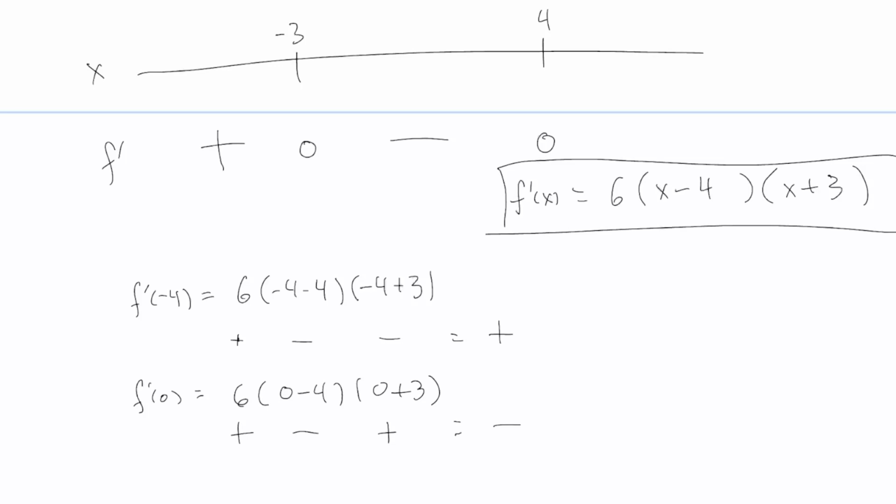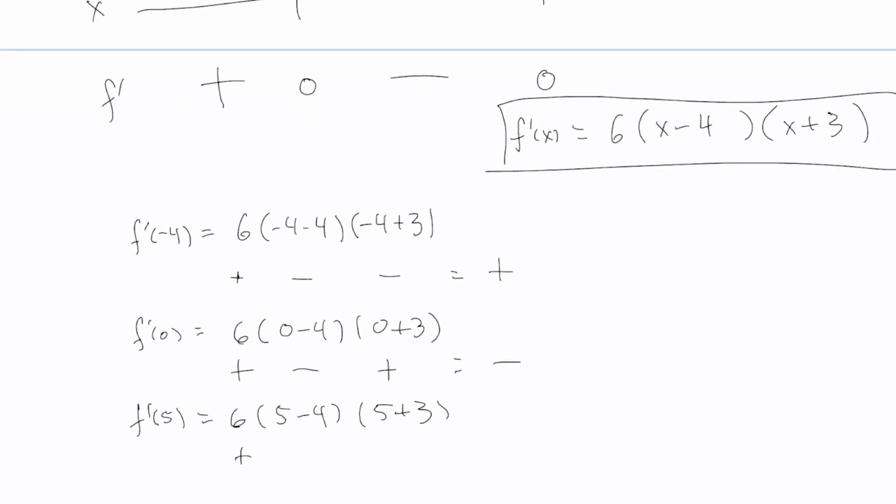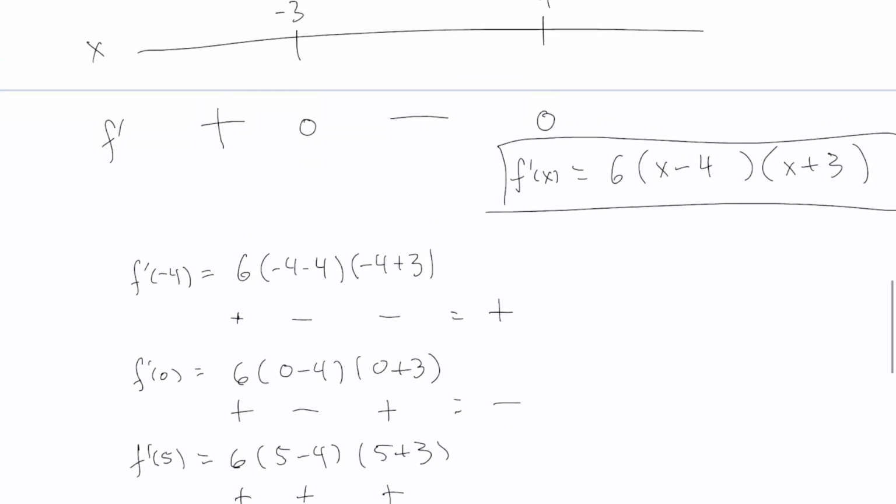And then on the far side of the 4, I'll choose 5. F prime of 5 is 6 times (5 minus 4) times (5 plus 3). I believe all of those are positive. Positive, positive, positive. That means this one over here is positive. All right?